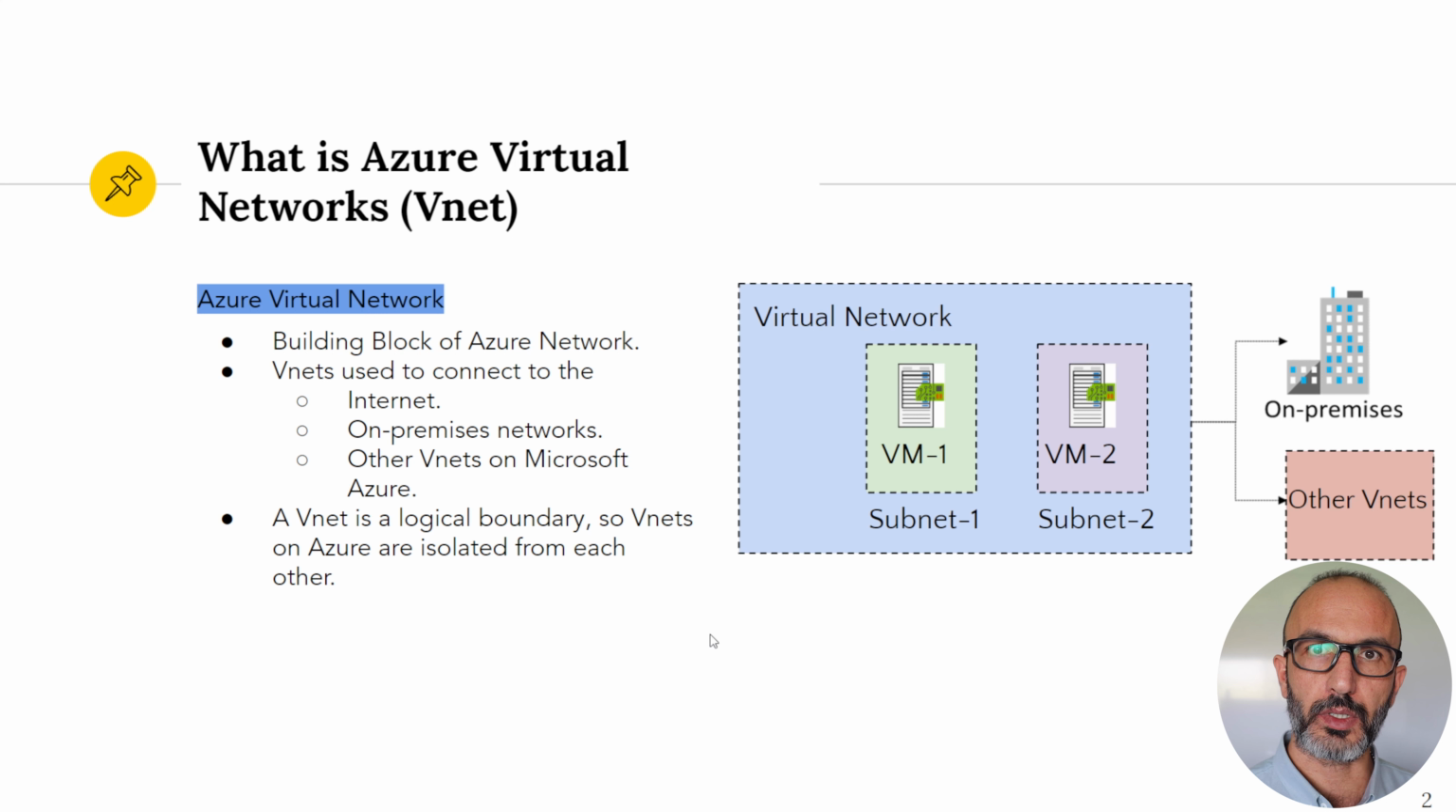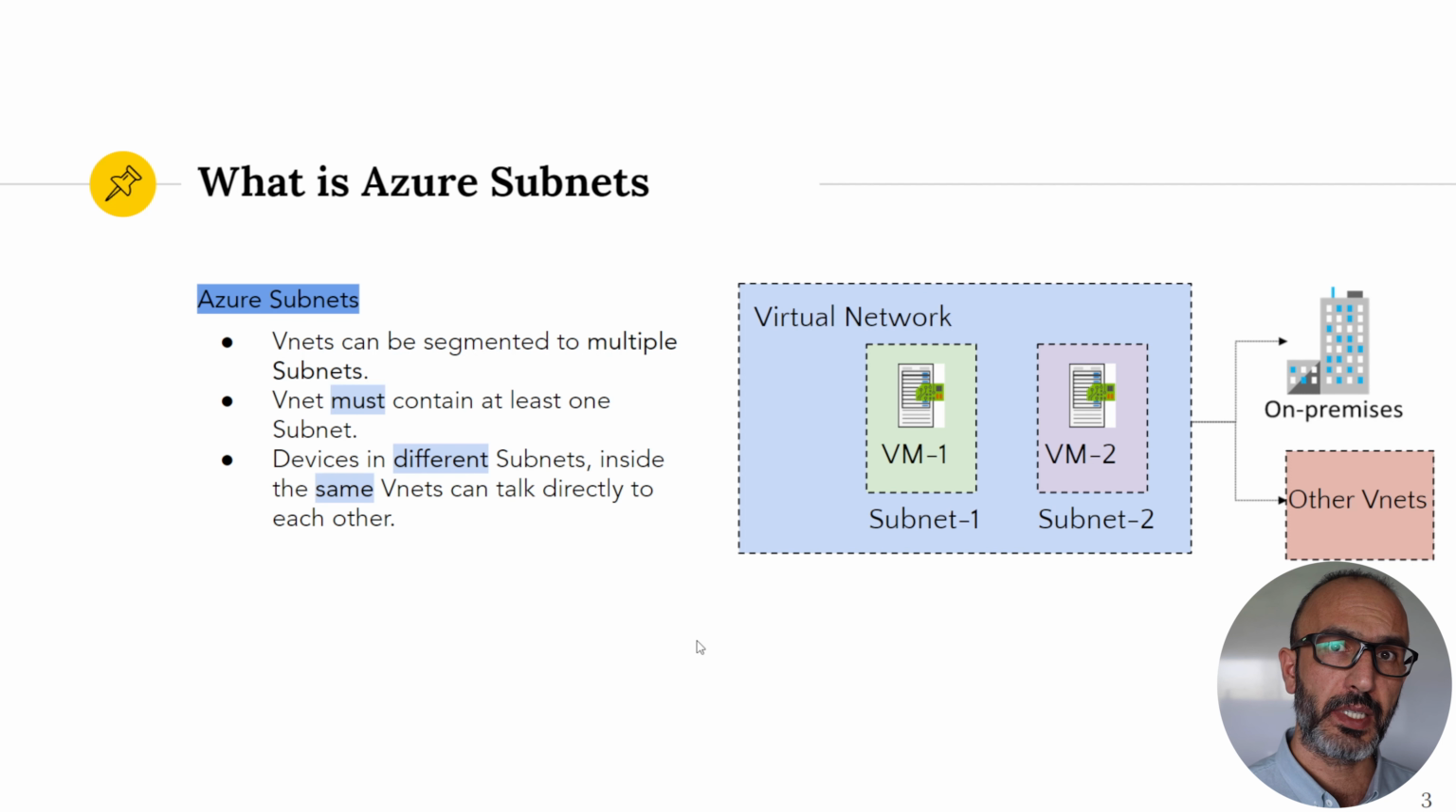A virtual network, or a VNet, is a logical boundary. So devices that sit in one VNet are isolated from devices in other VNets, or devices on your on-premises network, or from the internet. To allow your devices in a VNet to talk to other devices outside of their VNet, you have to explicitly configure the routing. I will talk about how to configure routing for a VNet in a future video.